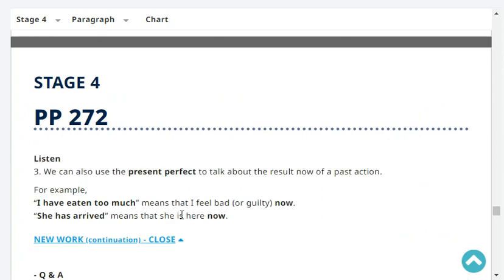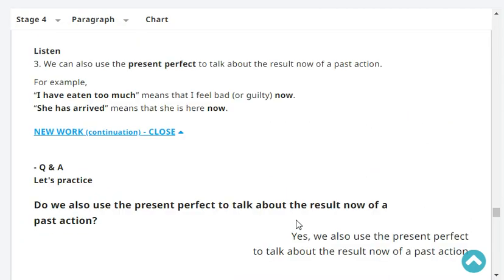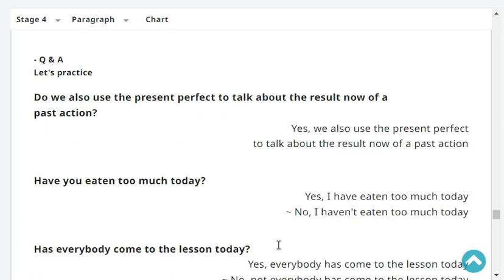Last one. Number three. We use the present perfect to talk about the result now of a past action. For example, I have eaten too much means that I feel bad now. She has arrived means that she is here now. Okay, let's practice. Do we also use the present perfect to talk about the result now of a past action? Yes, we also use the present perfect to talk about the result now of a past action.